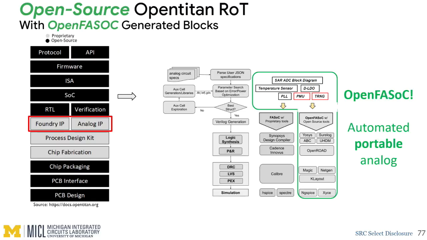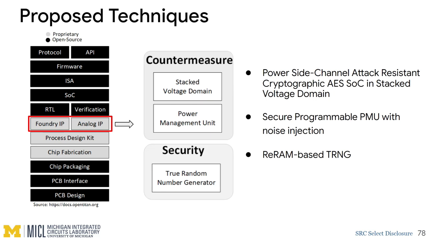So again, we are proposing this program to use our OpenFASOC framework to generate these IPs like the PMU and the true random number generators, and I'll get to that next. We are proposing a couple of countermeasures to mitigate side channel attacks, such as voltage domain stacking and also a power management unit with power obfuscation techniques like noise injection. We also have security blocks like a true random number generator based on a VRAM.